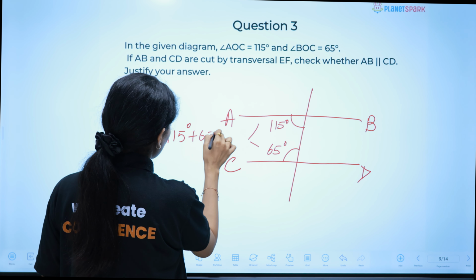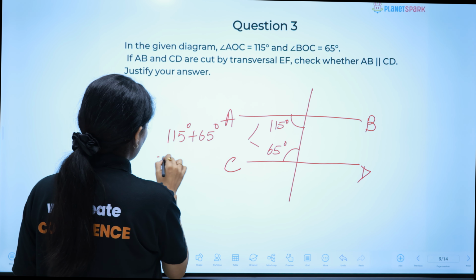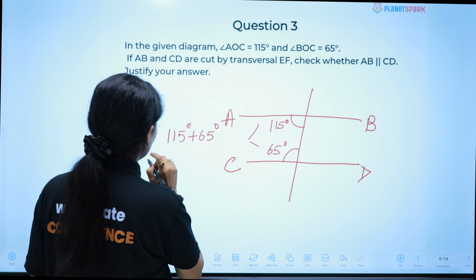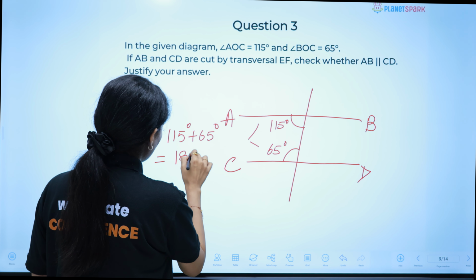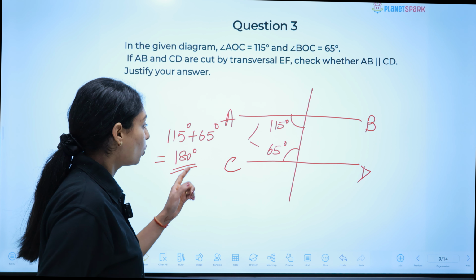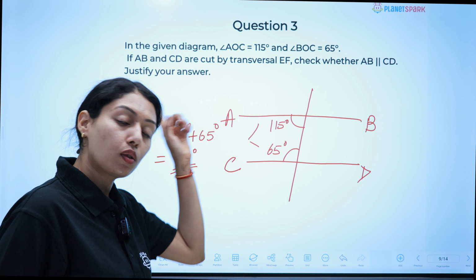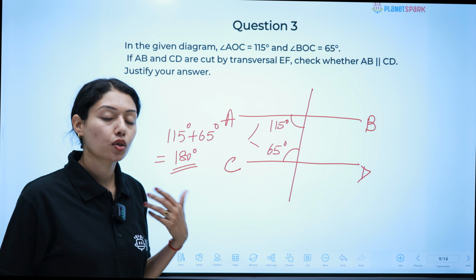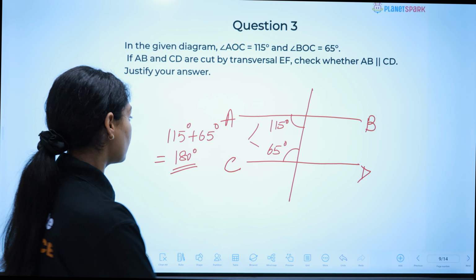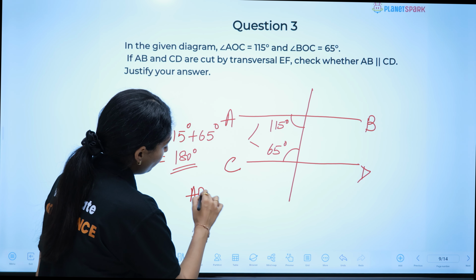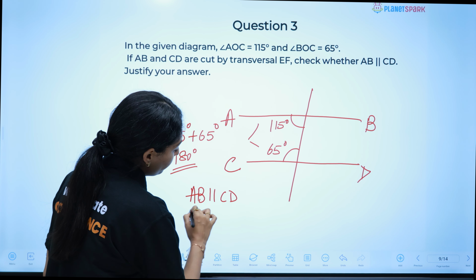115 degree plus 65 degree. Right, so that is 180 degrees. So the sum of co-interior angles is 180. So by the converse of that theorem, the converse of the co-interior angle theorem, we can say the lines are parallel. So AB is parallel to CD.